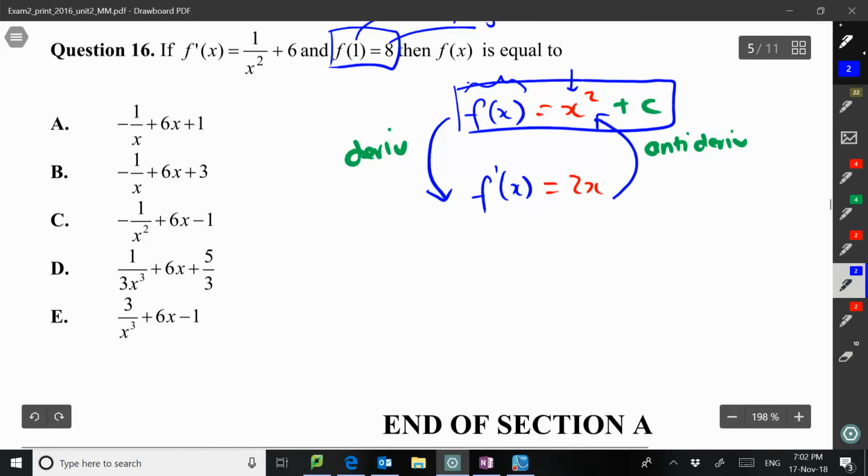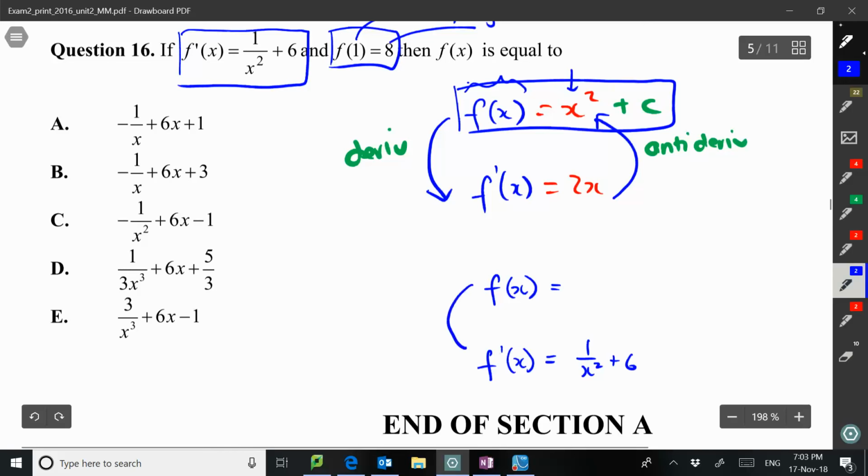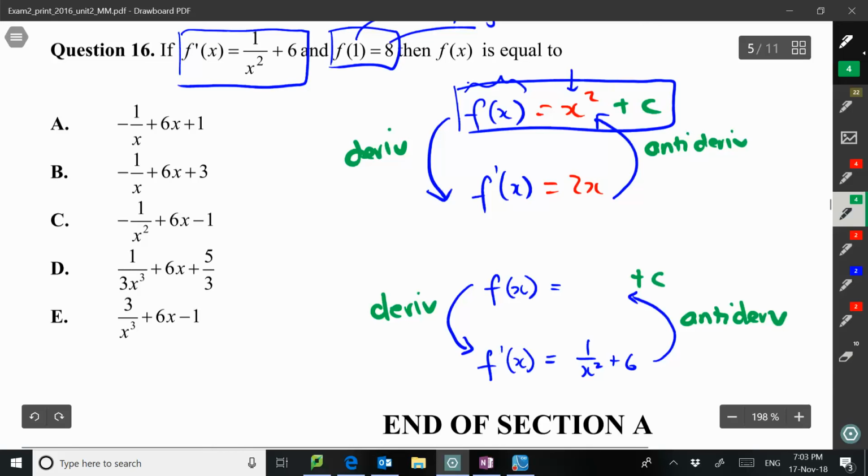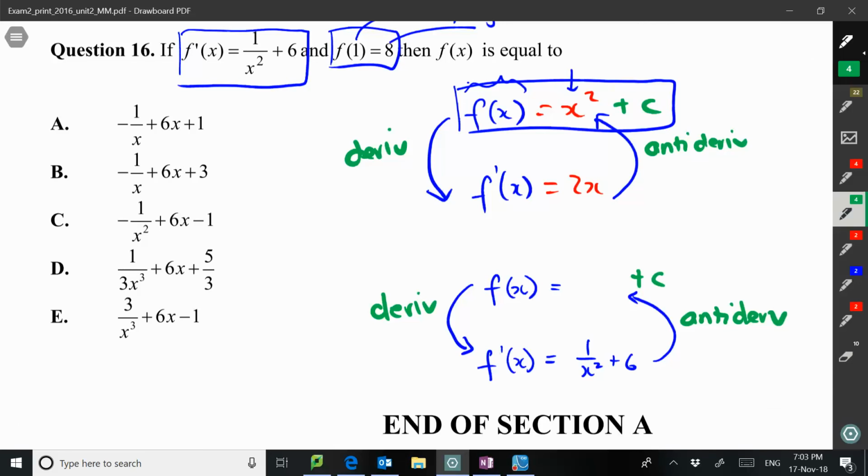Okay, so what we have here is we've got the derivative. They tell you the derivative, so I'm just going to draw the arrows. f'(x) is equal to 1 on x squared plus 6, right? What I don't know is what f(x) is. I just know that whatever it is, I derived it to get here. The only way to go back to find out what the original equation is, is if I anti-derive. But don't forget, when you anti-derive, there's going to be a plus c. Okay, so that's the first step. I'm going to find out what the original function is with plus c.